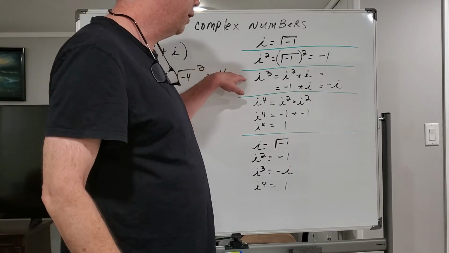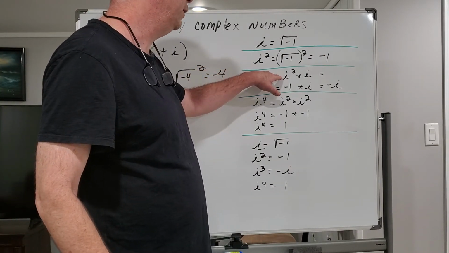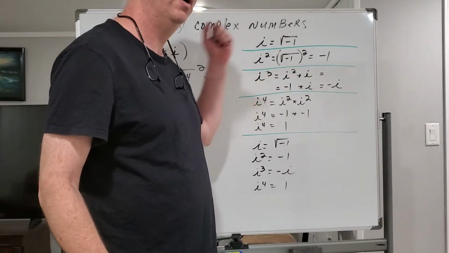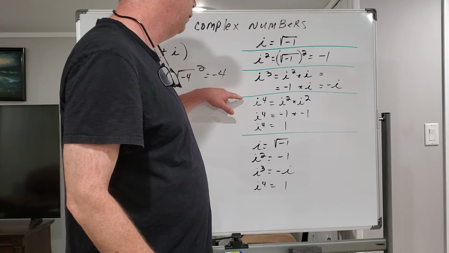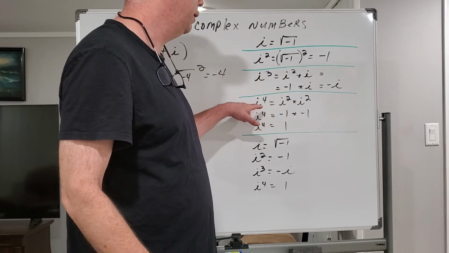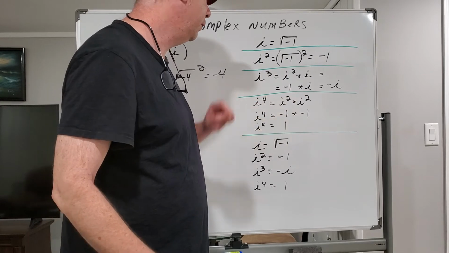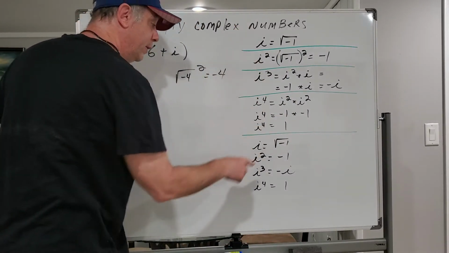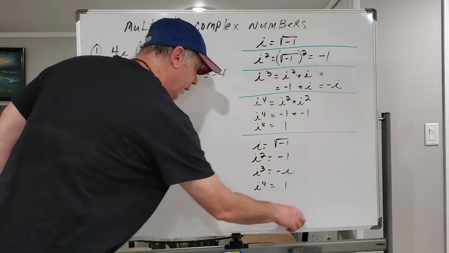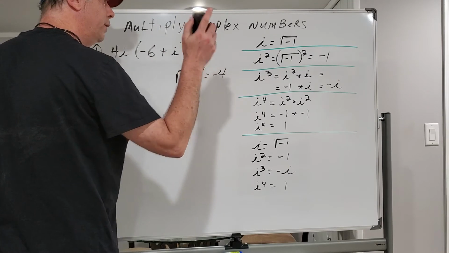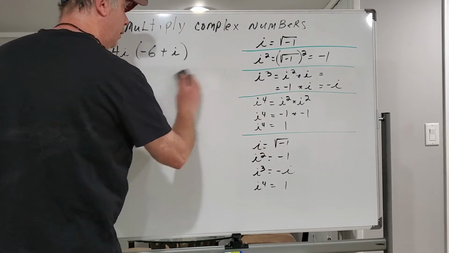For i to the third, I'm multiplying i squared, which we know is equal to -1, times i, so -i. For i to the fourth, I'm multiplying i squared times i squared. -1 times -1 gives me 1. So I showed you how we came up with those answers, and these are the answers right down here for raising i to the first, second, third, and fourth power.